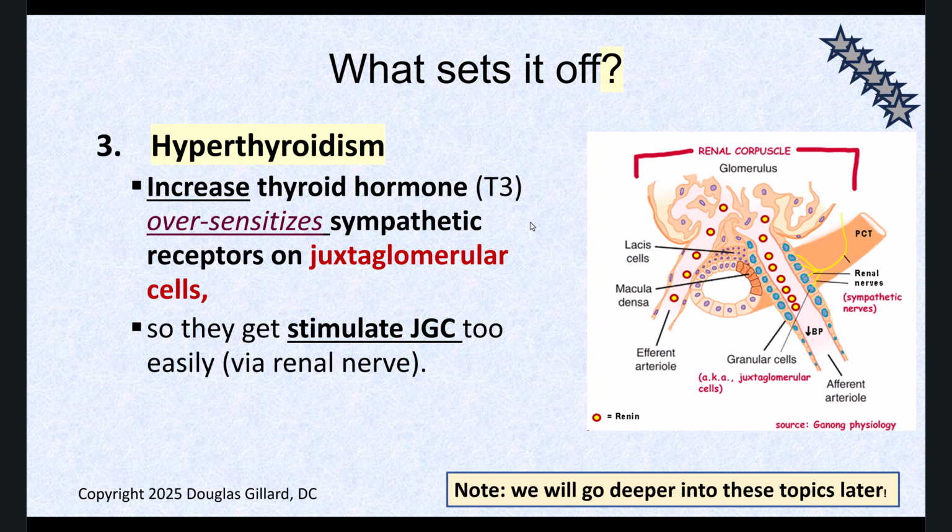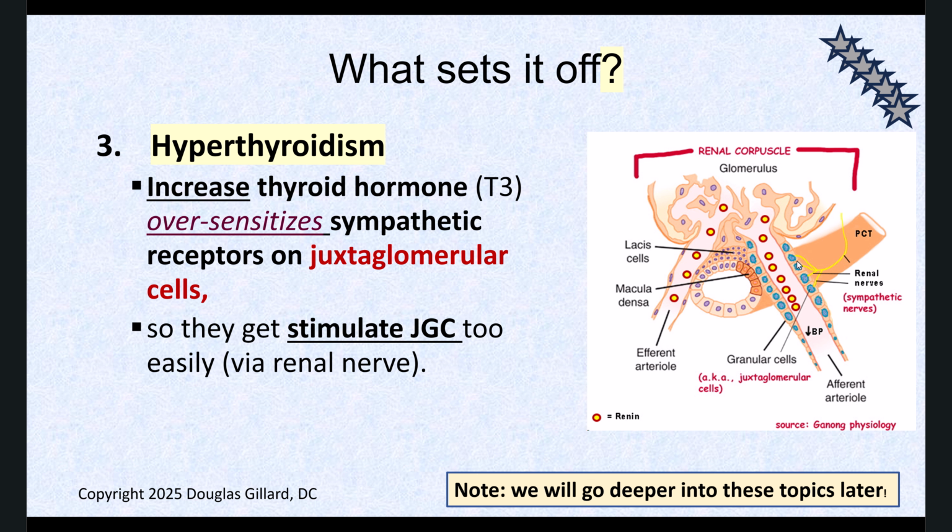Great. What else can set it off? Hyperthyroidism. So increased T3, T4, mainly T3, right? T4 is converted into T3. That's the big one. So what does having too much T3 around do? It actually oversensitizes the receptors on juxtaglomerular cells.